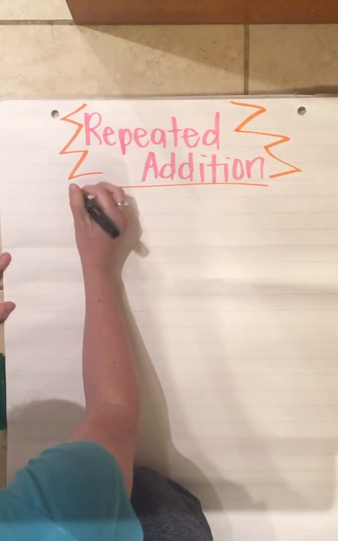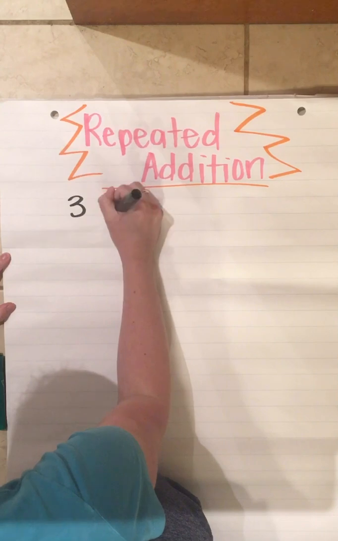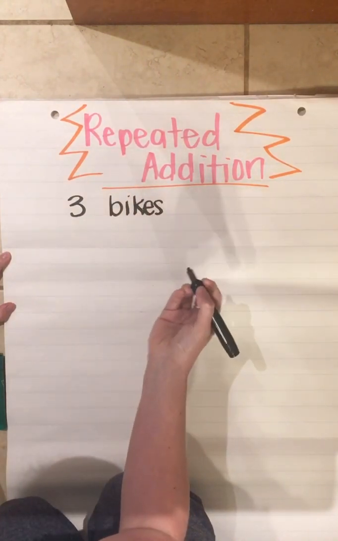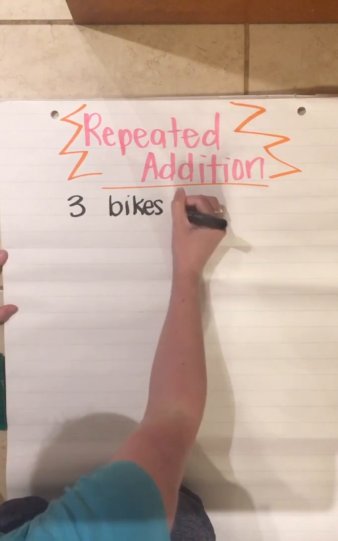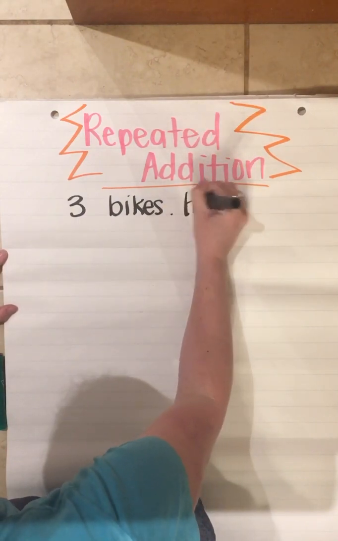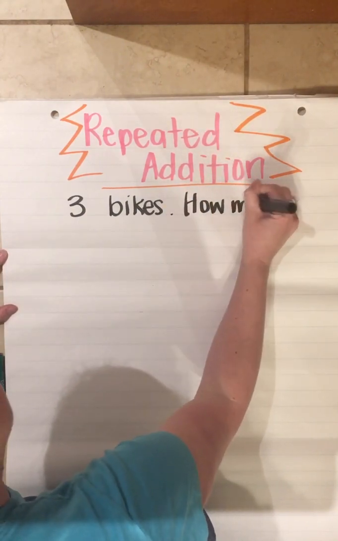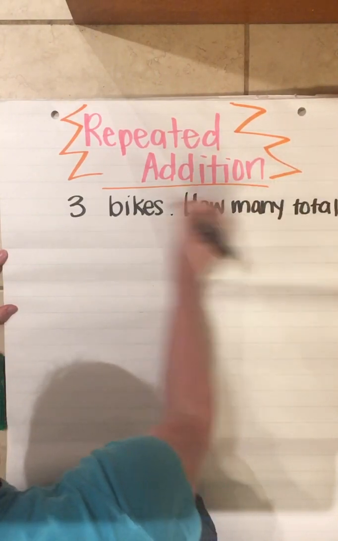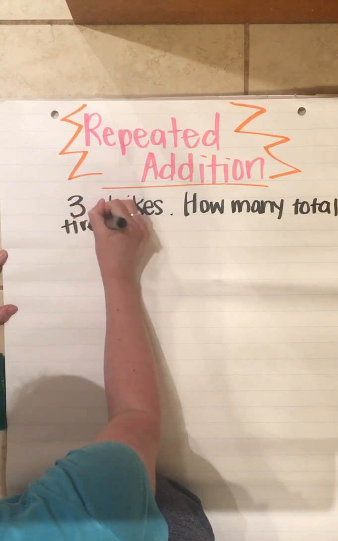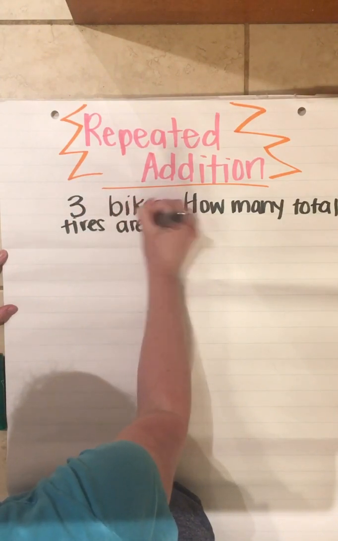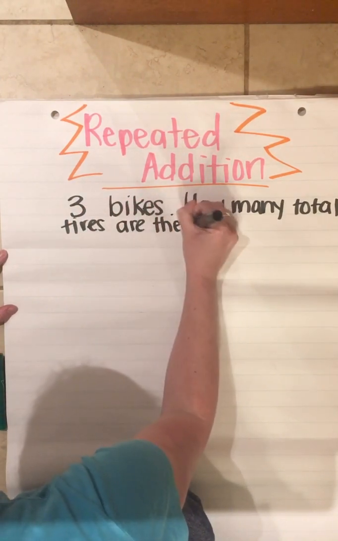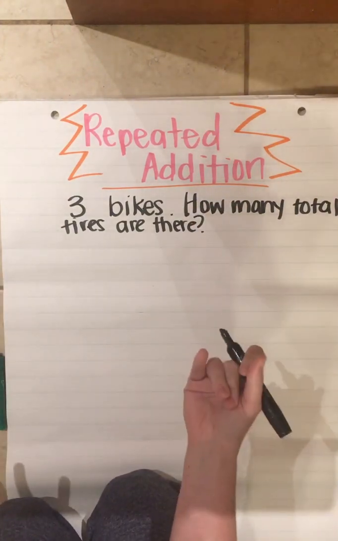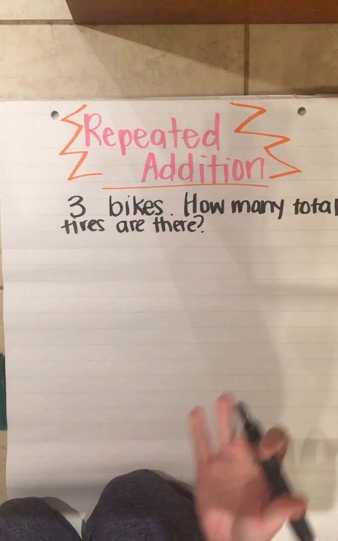Okay, so 3 bikes. And I need to figure out how many total tires are there? Because I think that they need to be replaced. So I need to figure out how many tires I have in total on my 3 bikes.